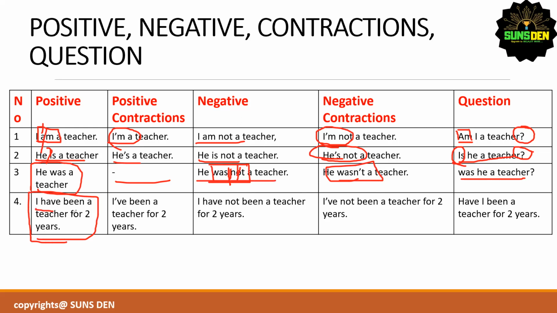Now, the final sentence, I have been a teacher for 2 years. Now here, I and have go through contraction. The HA gets chopped off and an apostrophe comes there. That becomes, I've been a teacher for 2 years. Now let's talk about the negative. I have not been a teacher. The same contraction applies. I've not been a teacher. And to make it a question, as usual, the auxiliary verb comes in the front and a question mark at the end. So that gives you, have I been a teacher for 2 years, which is a question.